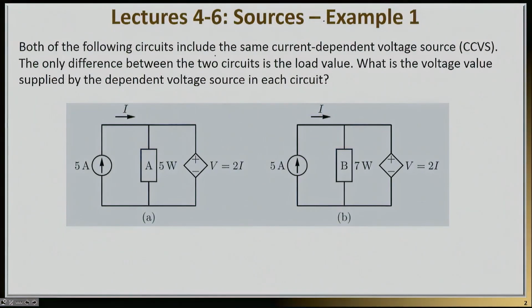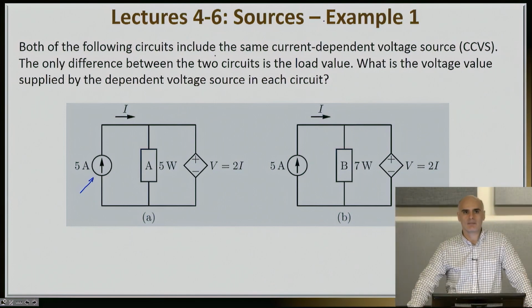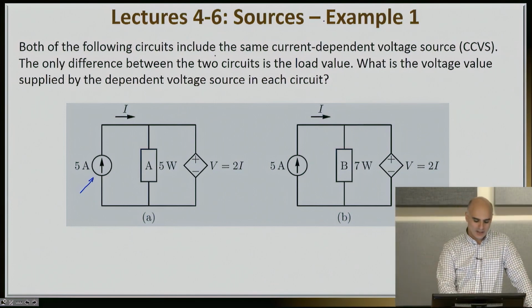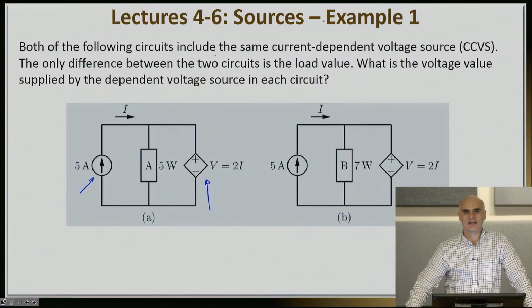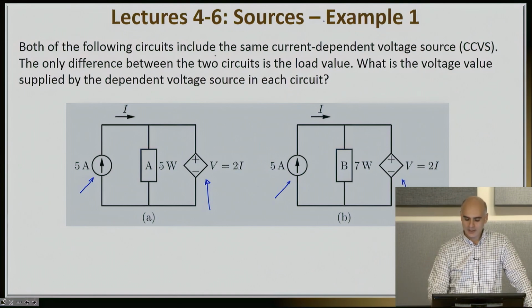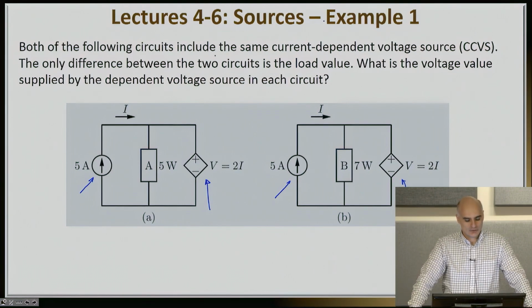So in this example, I'm giving you two circuits. Each of these circuits has two sources. For example, the circuit to my left has a 5 amp independent current source and a 2I dependent voltage source. And exactly the same thing is happening to the circuit on my right. Here's the 5 amp independent current source. Here is the 2I dependent voltage source.